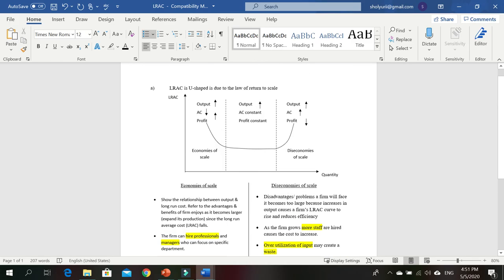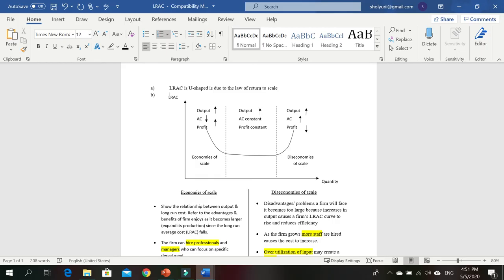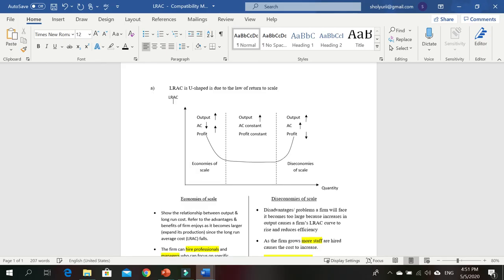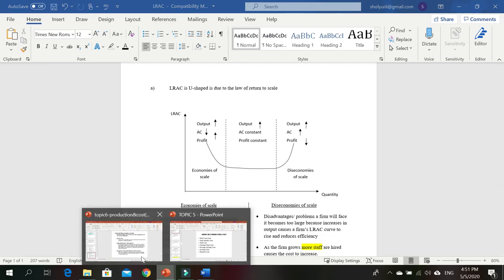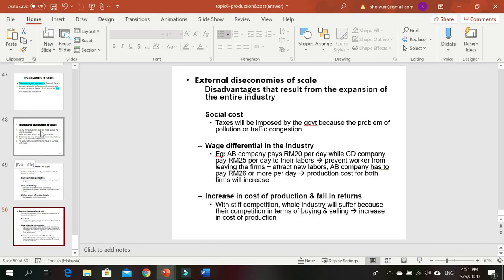Long run average cost curve is U-shaped due to the law of return to scale. So you must mention dulu law of return to scale. Ini tertinggal. Sebab you need to mention what does it mean by the law of return to scale. And it is mentioned here.